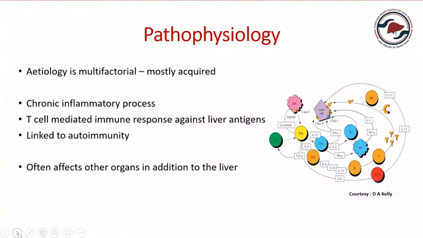Essentially, the disease is linked to autoimmunity. That is why we see other autoimmune diseases in children who have autoimmune liver disease. And similarly, when somebody has another autoimmune disease, we would think about autoimmune liver disease as well.